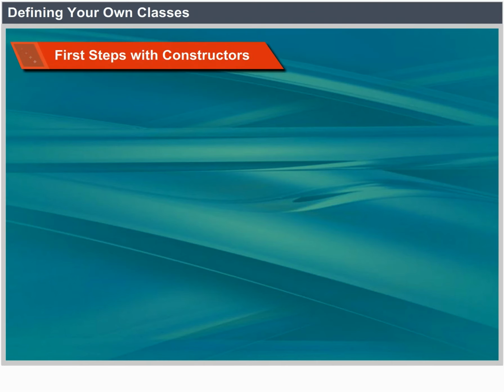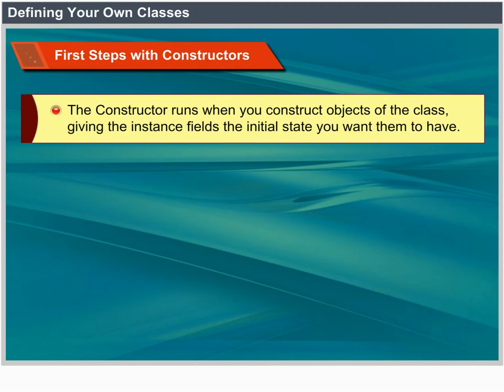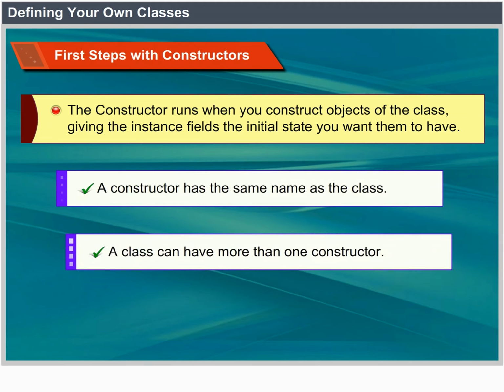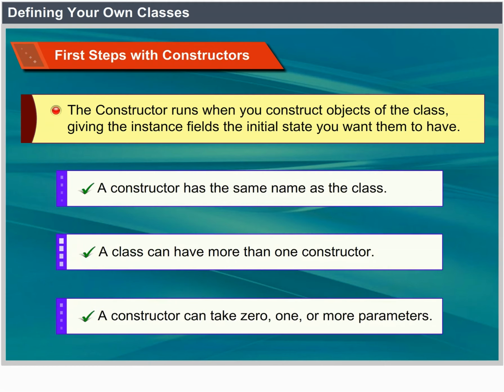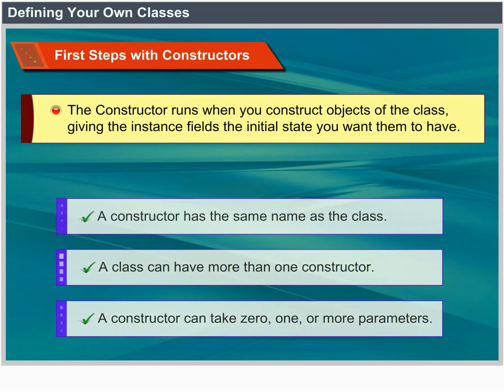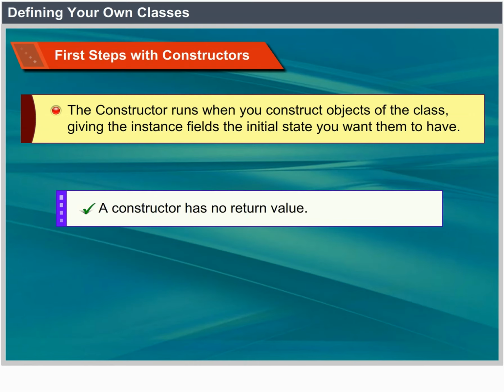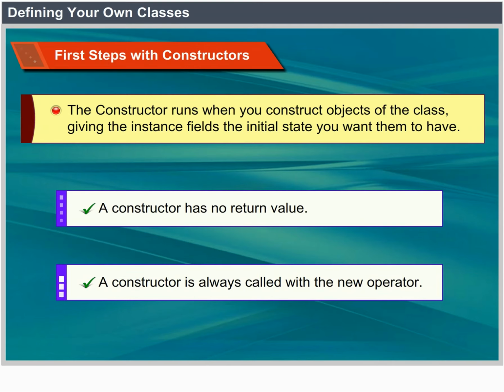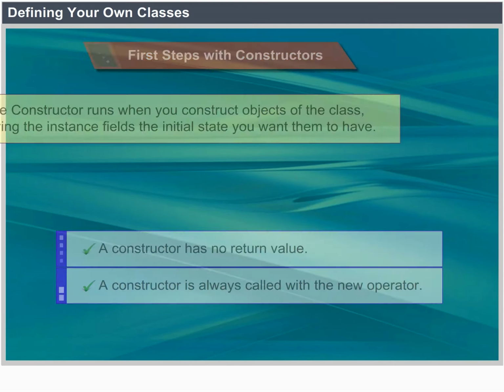First steps with the constructors. The constructor runs when you construct objects of the class, giving the instance fields the initial state you want them to have. A constructor has the same name as the class. A class can have more than one constructor. A constructor can take 0, 1 or more parameters. A constructor has no return value. A constructor is always called with the new operator.